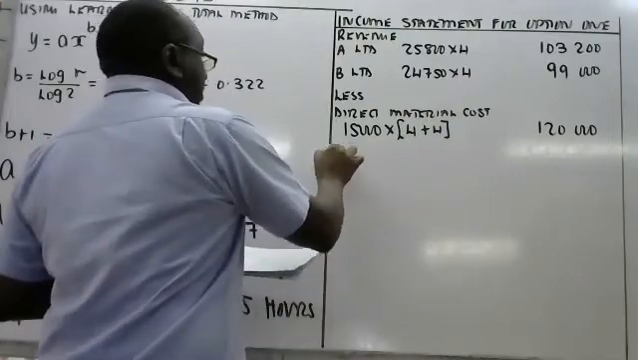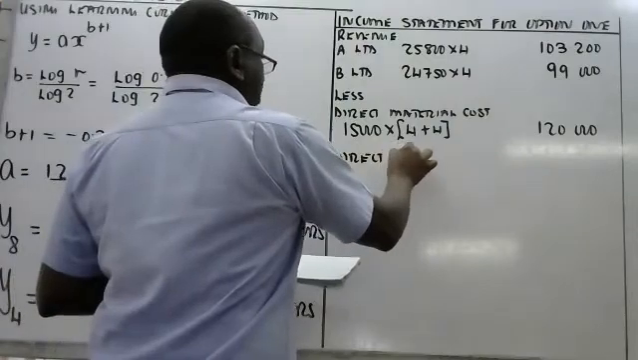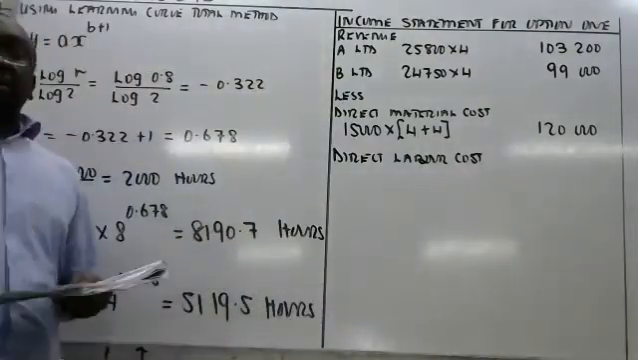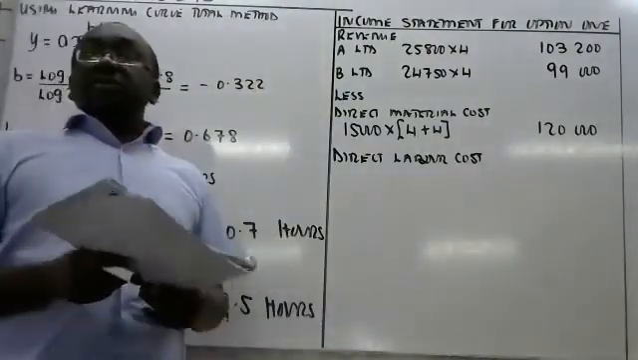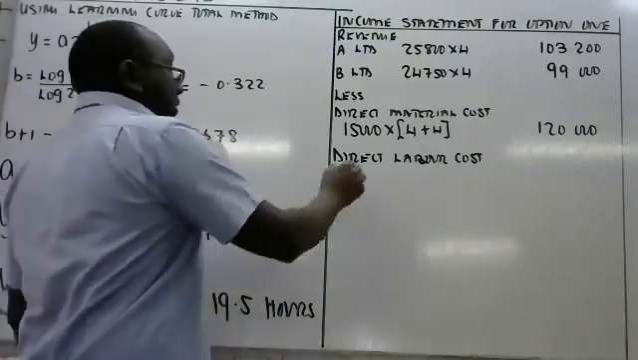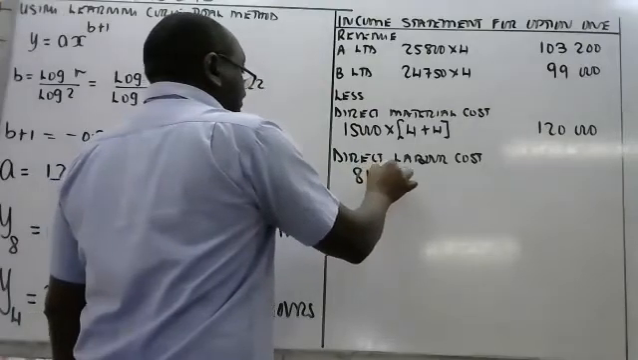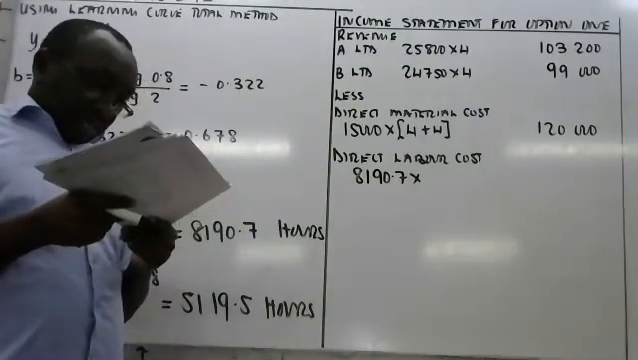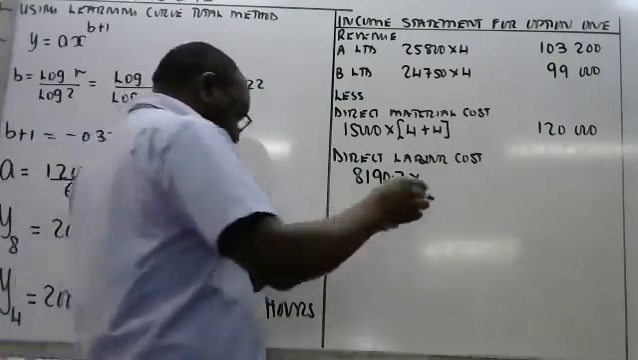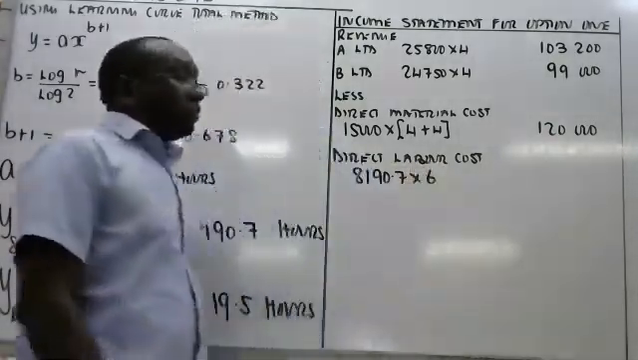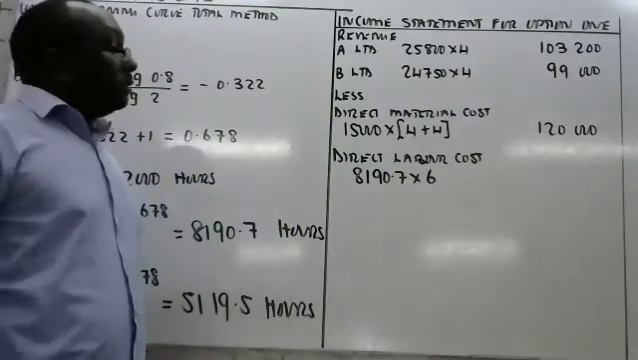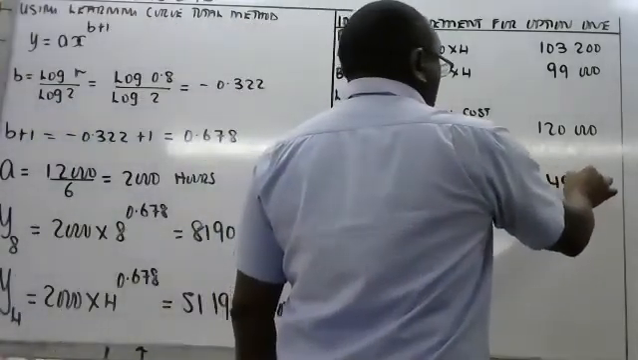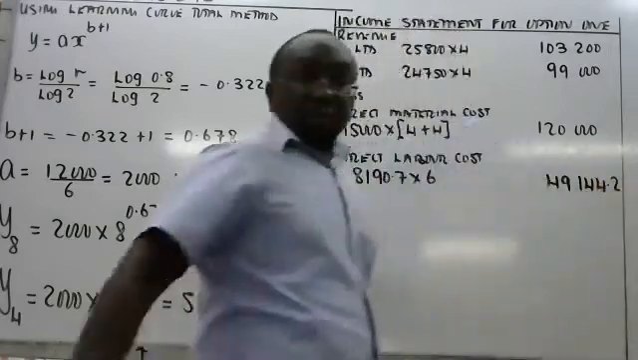Then direct labor costs. Now direct labor costs in option 1, we are doing everything ourselves. So we already have the time for the 8 units. So you take this 190.7 multiplied by 6 bob, because the workers are paid 6 bob. That gives 49,144.2.